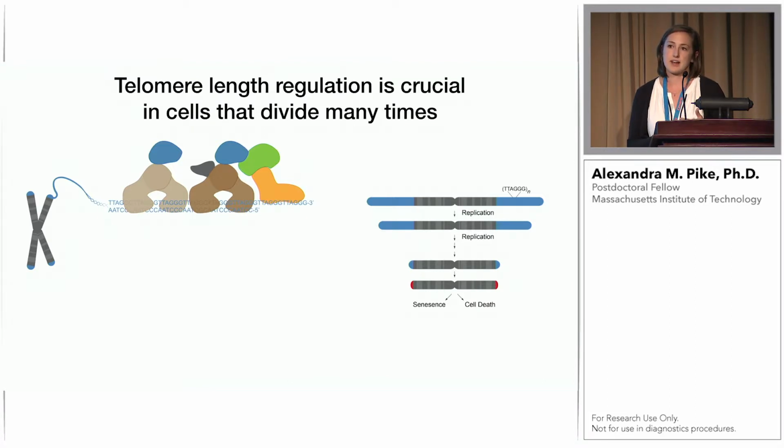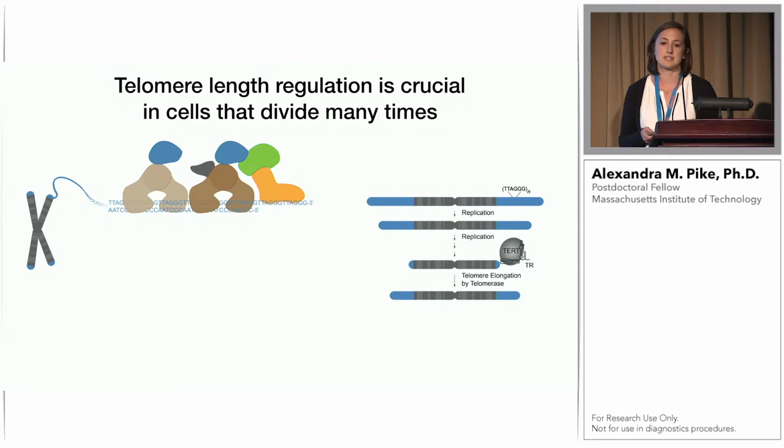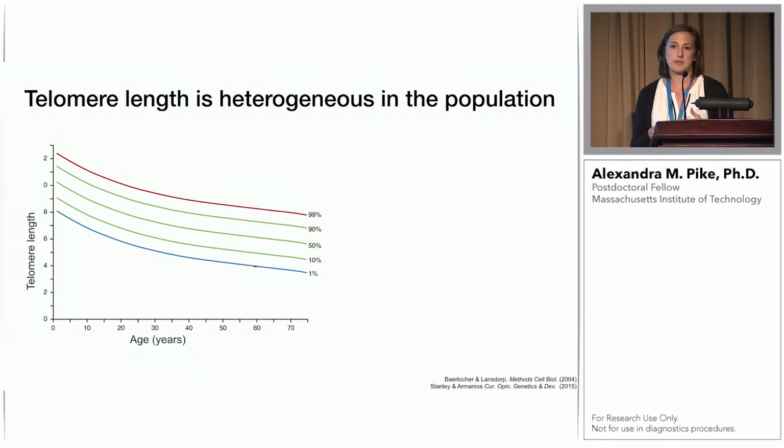Cells that need to divide a lot express an enzyme called telomerase that can add back telomere sequence to the chromosome ends and restore telomere length to somewhere around where it needs to be. This is a constant balance between telomere loss and telomere addition, resulting in a heterogeneous population of telomere lengths in individual cells and in a population. The human population is a great example of telomere length heterogeneity.